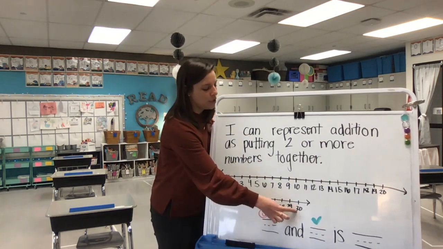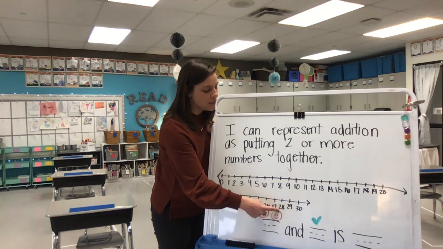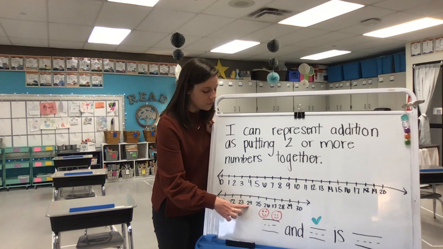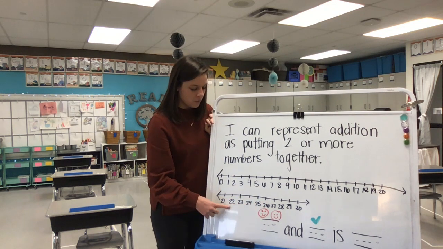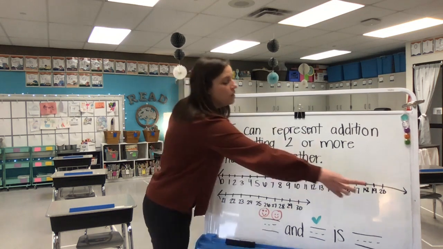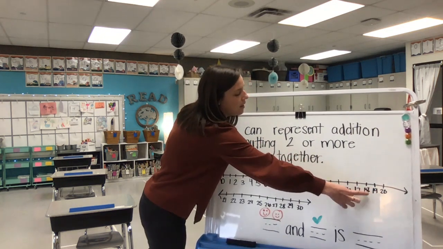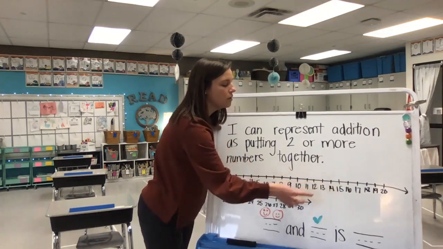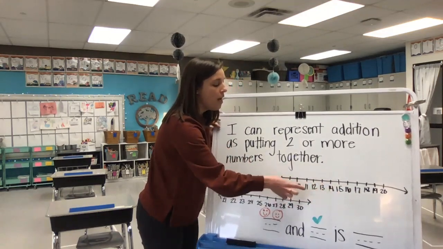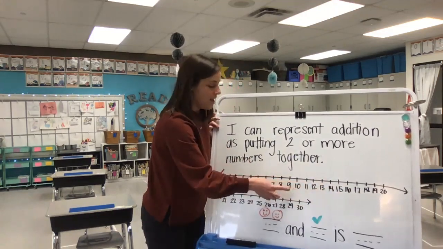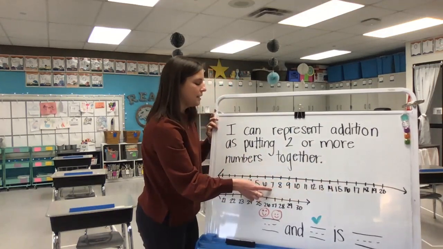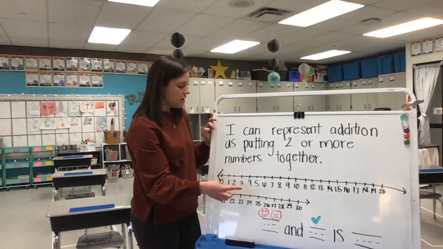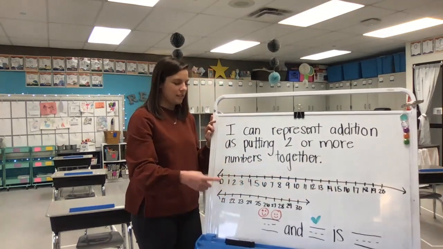Here we go. 30, 29, 28, 27, 26, 25, 24, 23, 22, 21, 20, 19, 18, 17, 16, 15, 14, 13, 12, 11, 10, 9, 8, 7, 6, 5, 4, 3, 2, 1, 0.